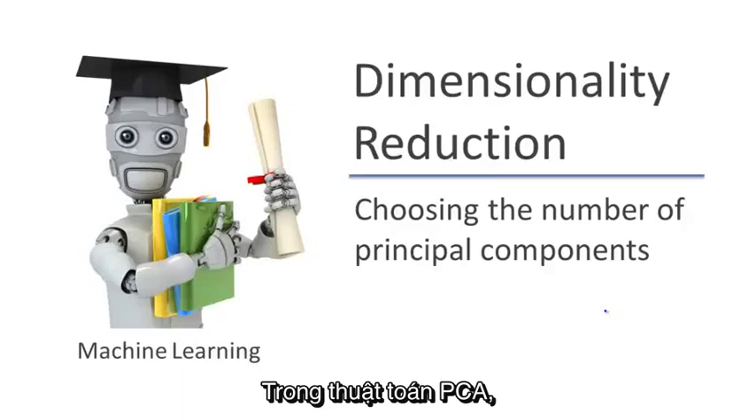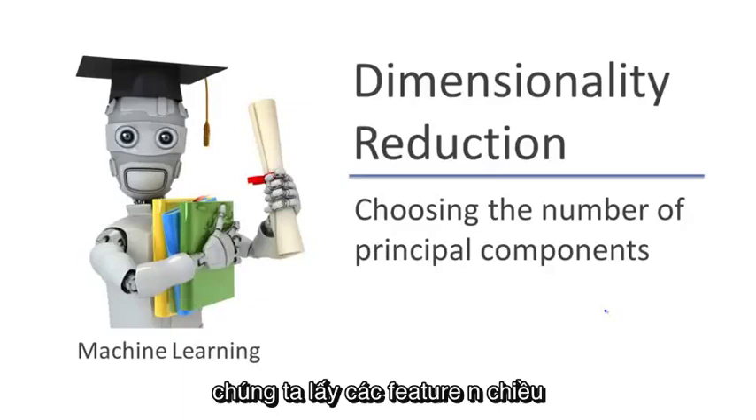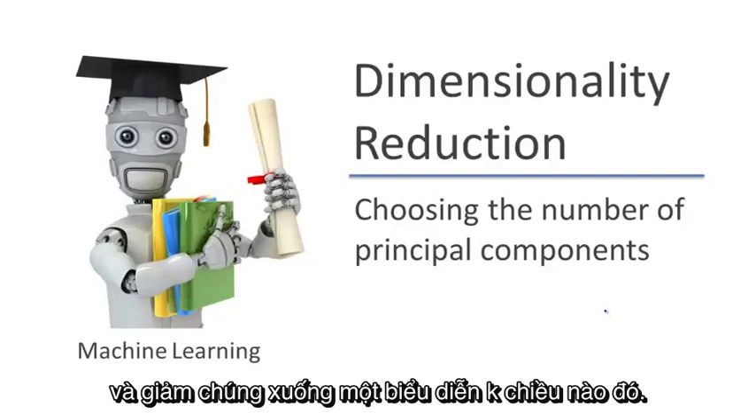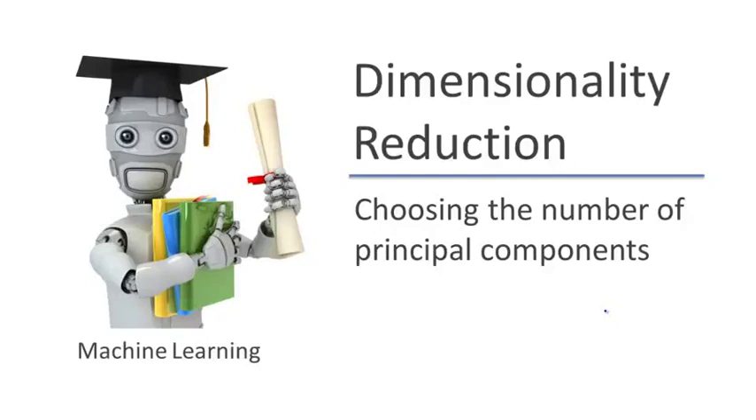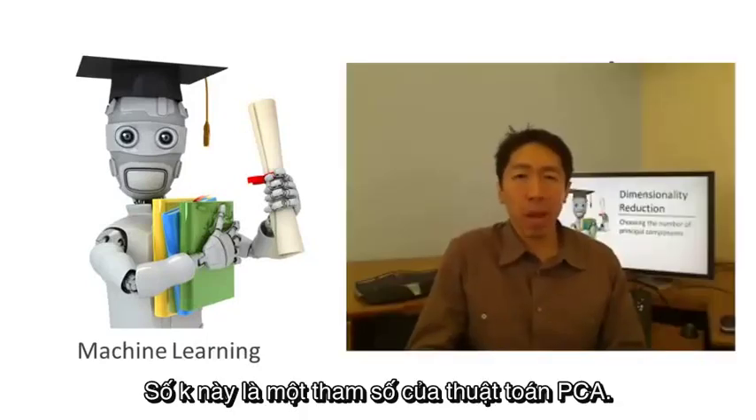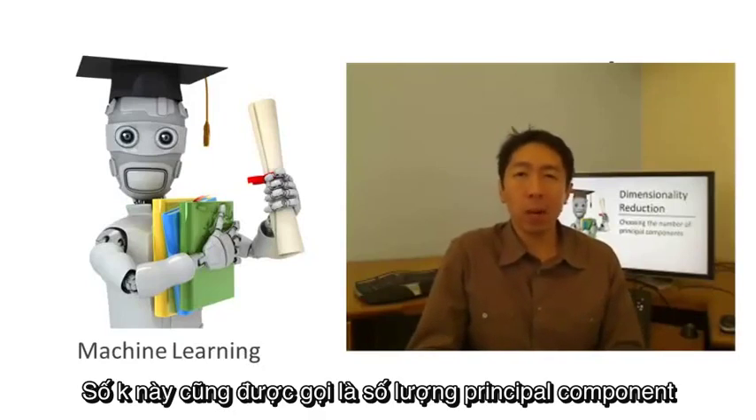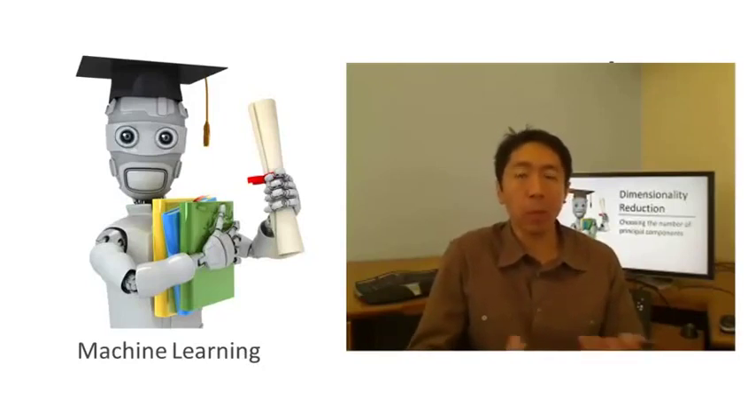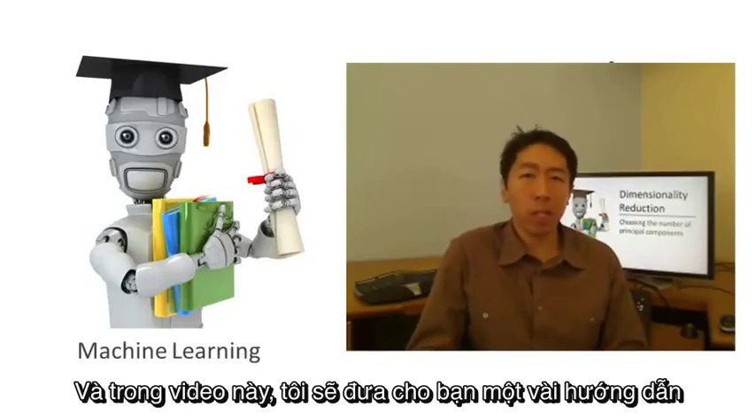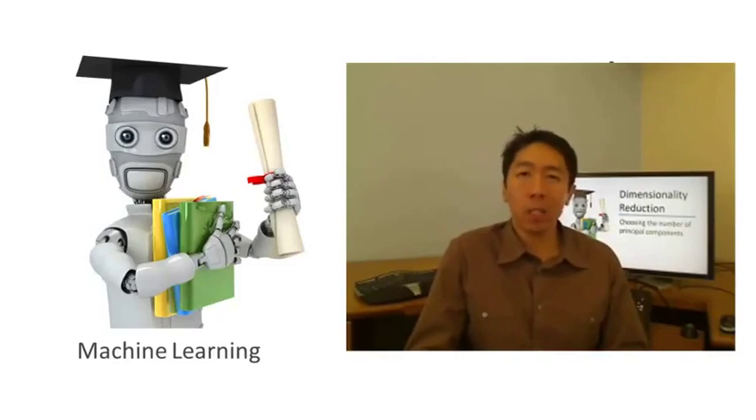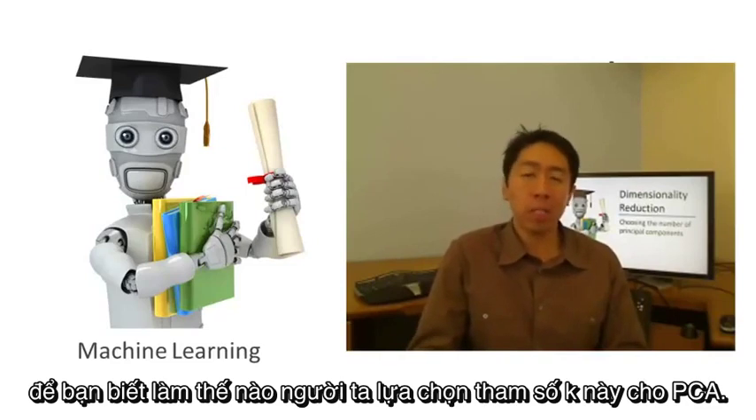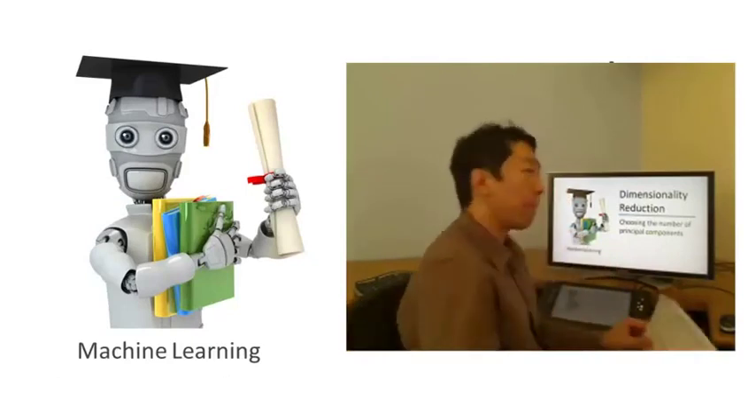In the PCA algorithm, we take n-dimensional features and reduce them to some k-dimensional feature representation. This number k is a parameter of the PCA algorithm. This number k is also called the number of principal components that we retain. In this video, I'd like to give you some guidelines on how people tend to think about how to choose this parameter k for PCA.